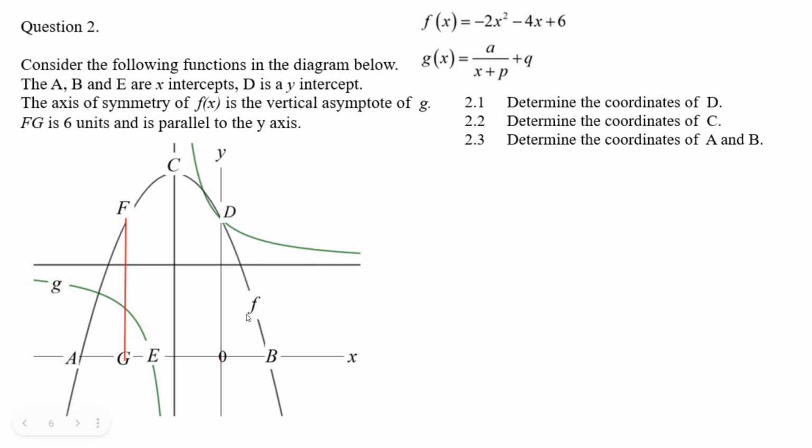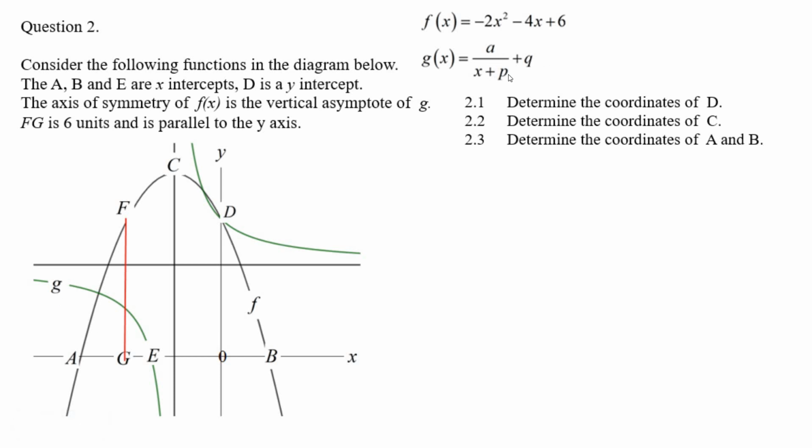You didn't even have to know it. There it is, labeled f. The A, B, and E are x-intercepts. That green thing there looks like a hyperbola. In fact, here's the hyperbola, g of x. g of x is the hyperbola.